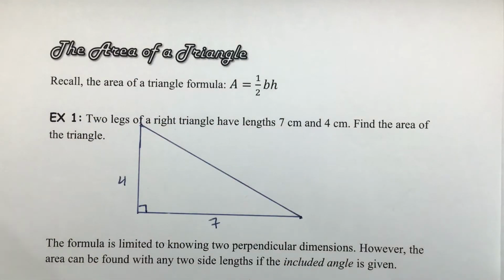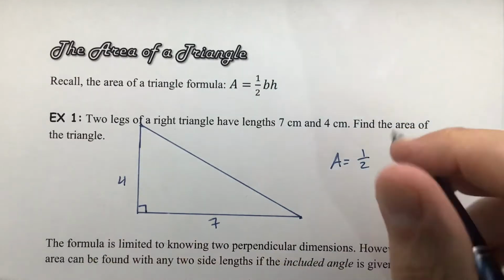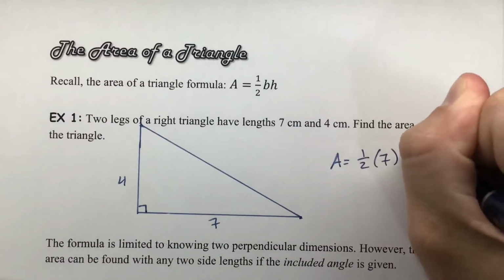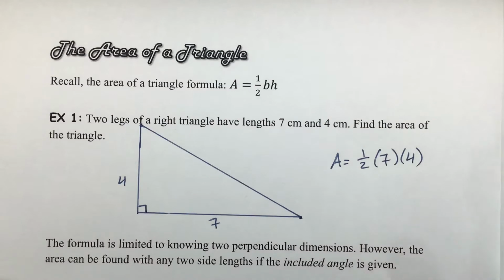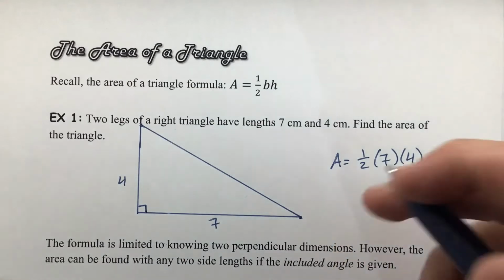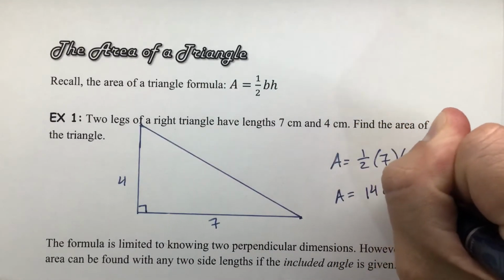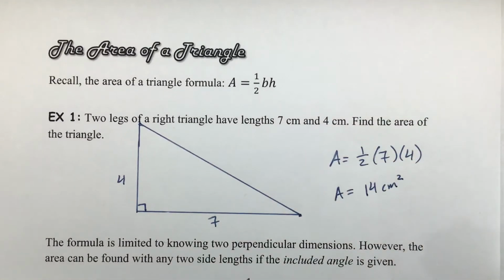All right, well, the design of this question basically gives you those numbers that you need. Okay, the area is 1/2 the base times the height, so it's 7 times 4. Okay, and then when you do the math, I would probably just divide the 4 by 2, which is 2, and then 2 times 7 gives you 14. So the area is going to be 14 centimeters squared. Okay, easy enough.